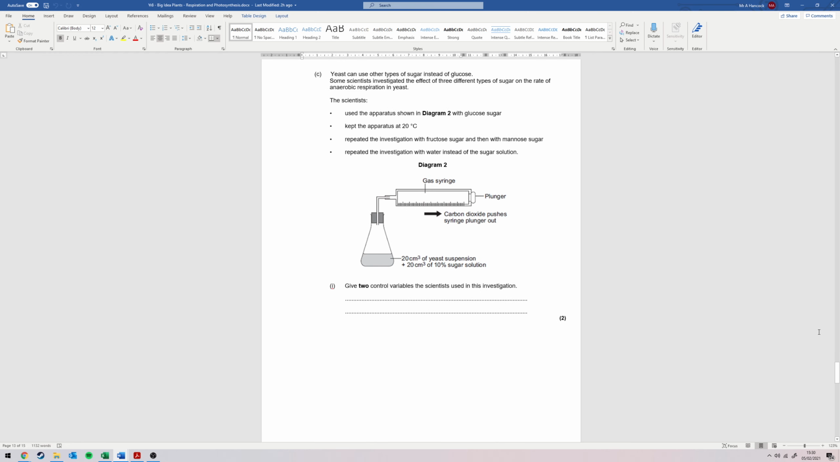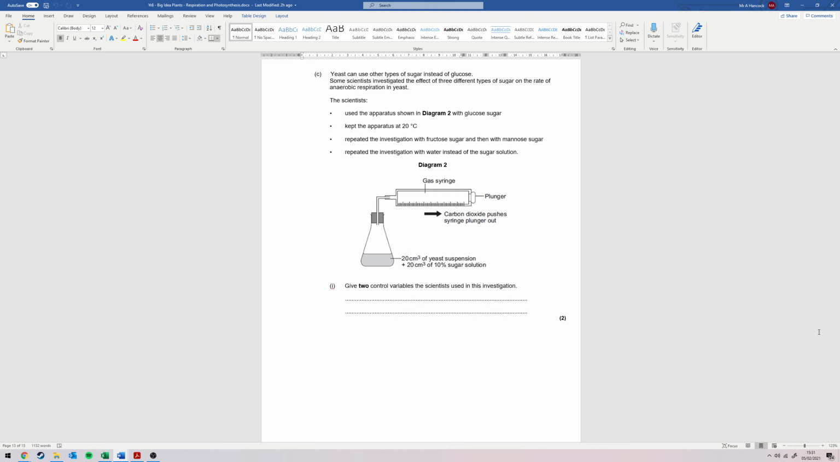Part C. Yeast can use other types of sugar instead of glucose. Some scientists investigated the effect of 3 different types of sugar on the rate of anaerobic respiration in yeast. The scientists used the apparatus shown in diagram 2 with glucose sugar. They kept the apparatus at 20 degrees centigrade. They repeated the investigation with fructose sugar and then with mannose sugar. They repeated the investigation with water instead of the sugar solution.